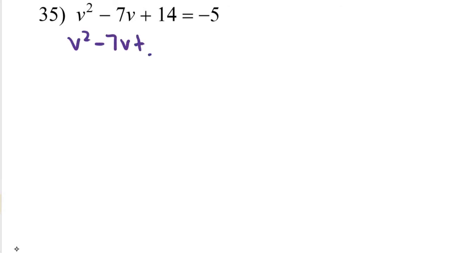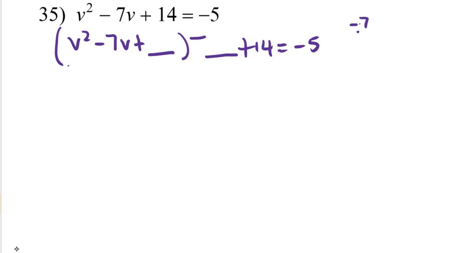This is going to be one with a fraction. Let's see. Okay. So let's try to do this. We're going to have v squared minus 7v plus something, and then minus the same thing plus 14 equals negative 5. Now, we can do negative 7 divided by 2, which is negative 7 over 2. And then when you square that, you get 49 over 4. So we're actually going to add 49 over 4 to both sides.